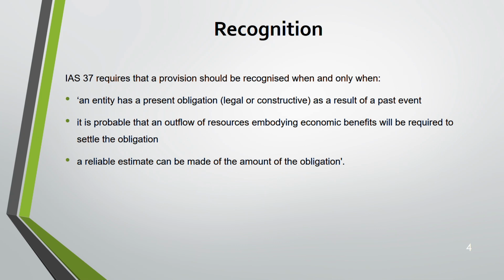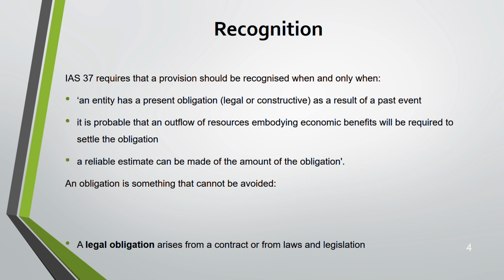So let's start again. First, you need to have an obligation. Number 2, it needs to result in an outflow of cash. Third, amount. You have to make some estimate of that amount. Now, obligation is something that cannot be avoided. Please know the definition of obligation. Obligation is something which you cannot avoid. You have to pay it.